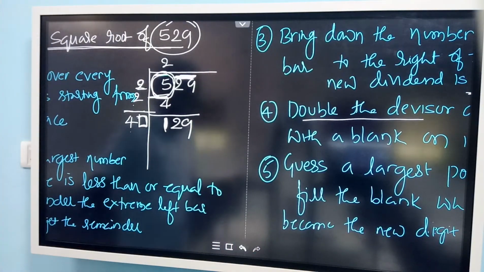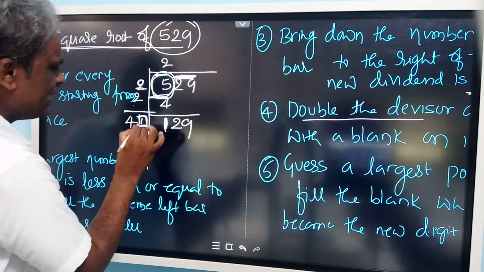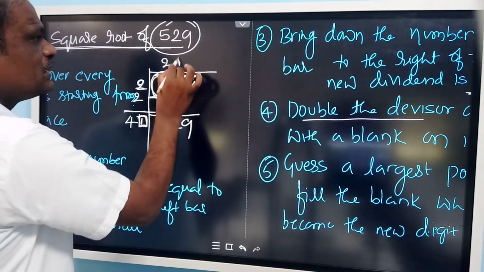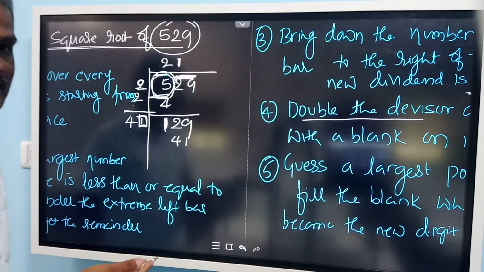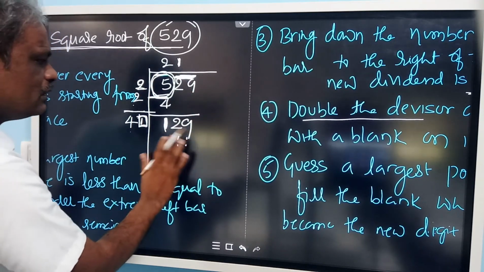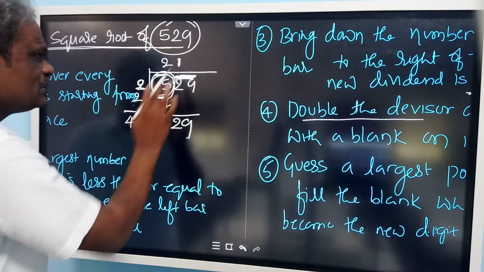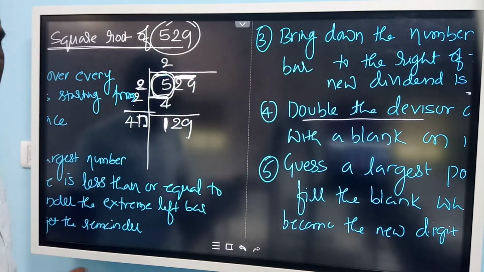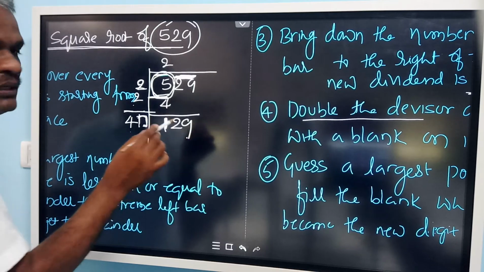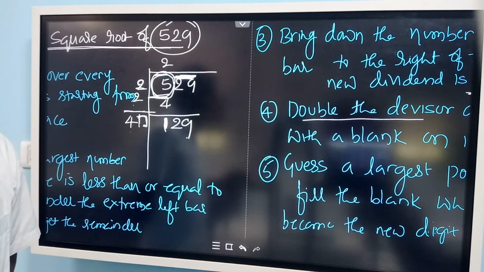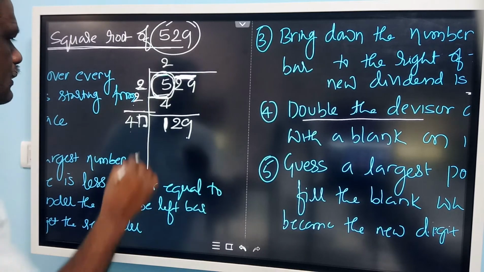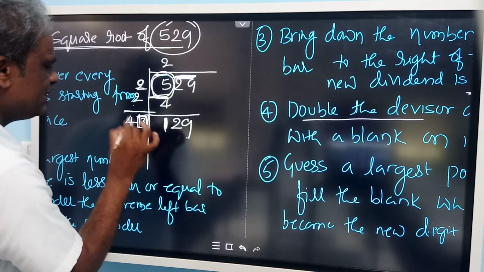Suppose I put 1 here, the quotient will also be 1. 41 ones are 41, but it is not the largest that is less than 129. You need to guess what number should be written here so that the product will be less than 129. What is that number? 3. Your guess is 3.